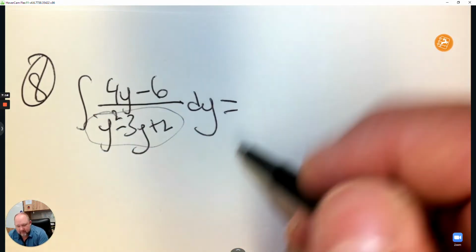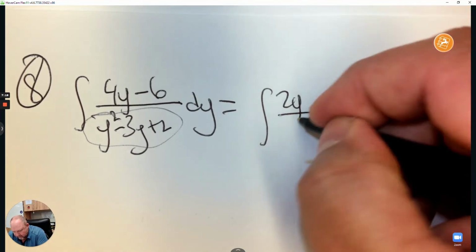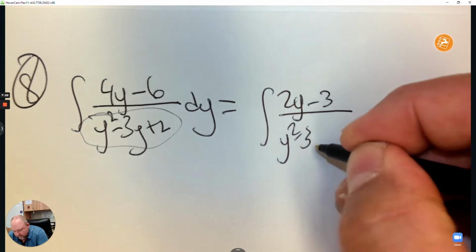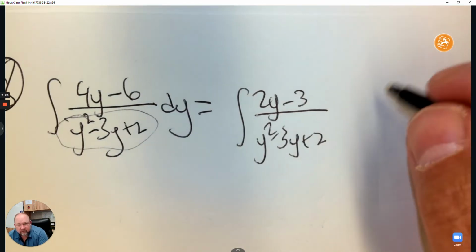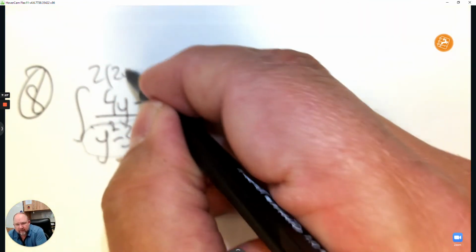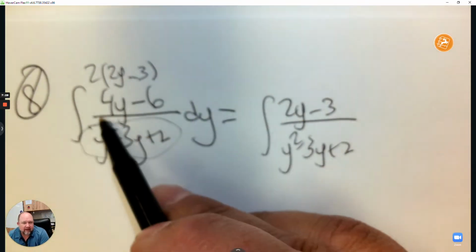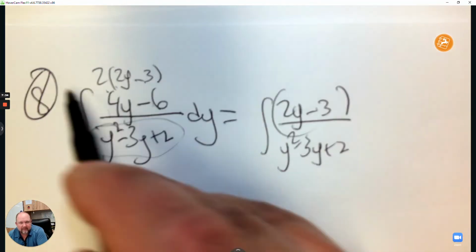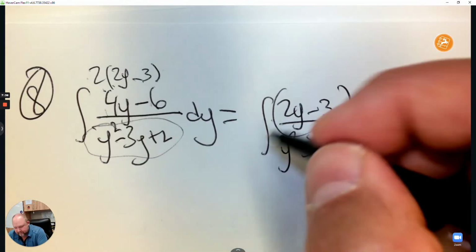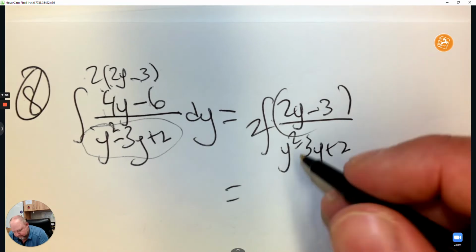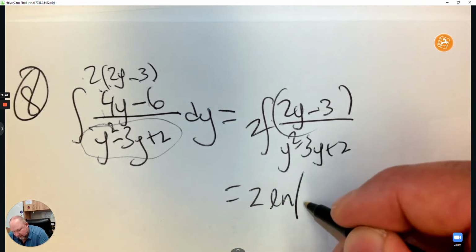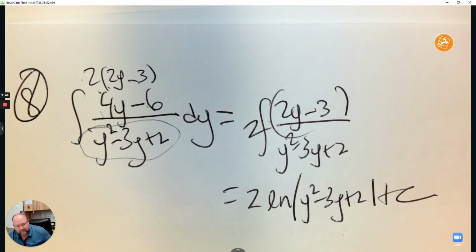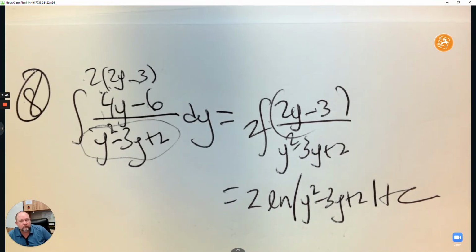What's the derivative of the denominator? That's 2y minus 3. If you don't see what it was before and what it became, factor out a 2 so that you can see it better. If you factor out a 2 here, you can see the difference between what it was and what it became is 2 over 1. And then it's the logarithm of the denominator, and then plus c. Number 9.